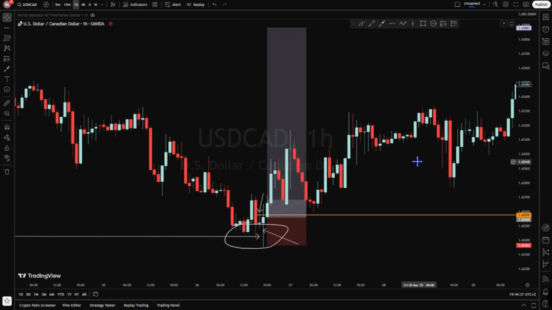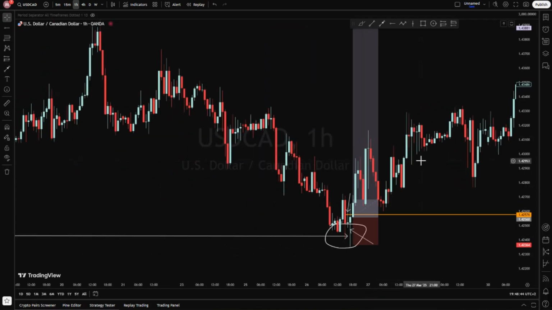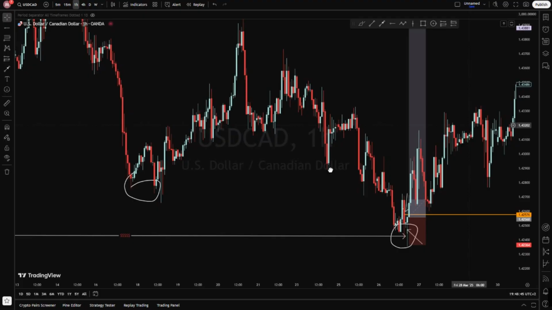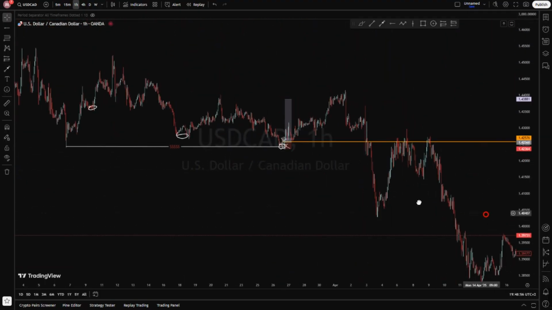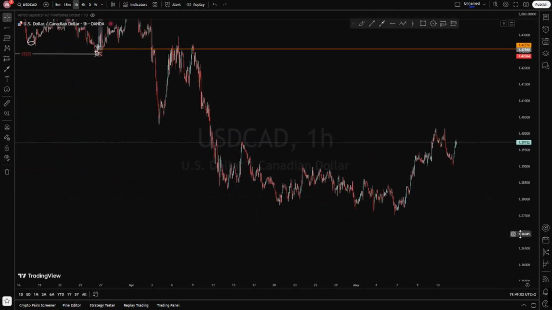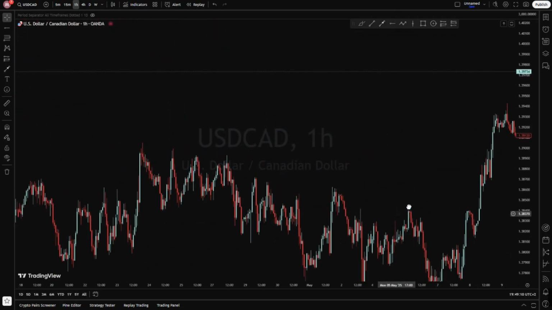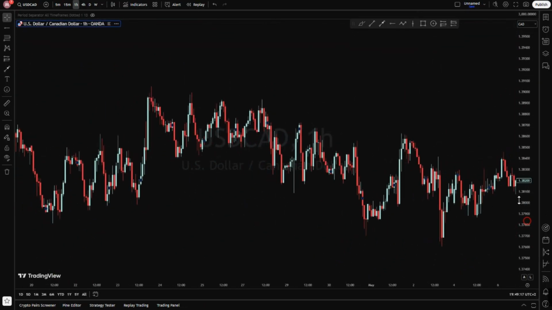Now let's be real for a second. The market is not always going to be this textbook. You won't always get a perfect setup like this. But when you do, and your structure aligns with clear rejection, that's where you take action. The market might not be simple, but we can be smart. Smart with our entries. Smart with our confirmation. And most importantly, smart with our risk. That's how you build consistency.